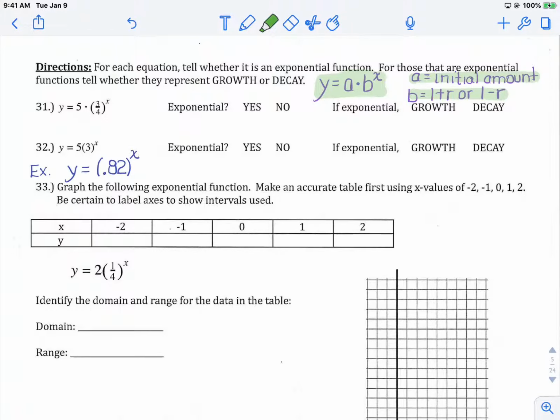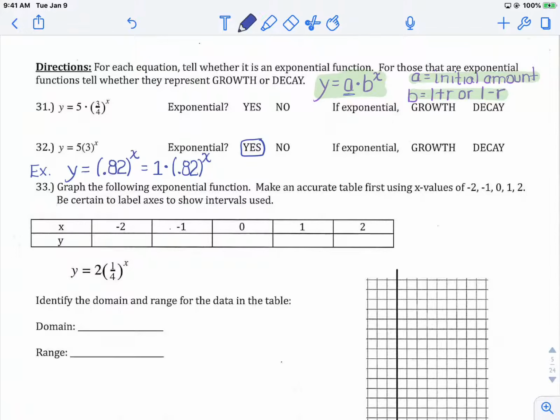And at first, my example might not look like exponential growth or decay because you're not seeing that a value in front. We taught you, though, in that unit that the a value might be hidden. It might be an a that's 1. And then 0.82 to the x is really representing that b to the x part, so therefore it is exponential.